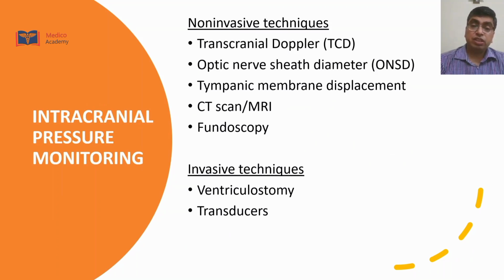Intracranial pressure monitoring can be done either by non-invasive or invasive techniques. Non-invasive techniques are transcranial Doppler, optic nerve sheath diameter, tympanic membrane displacement, CT scan, MRI, and fundoscopy. And invasive techniques like ventriculostomy and transducers. I will discuss one by one the various techniques.